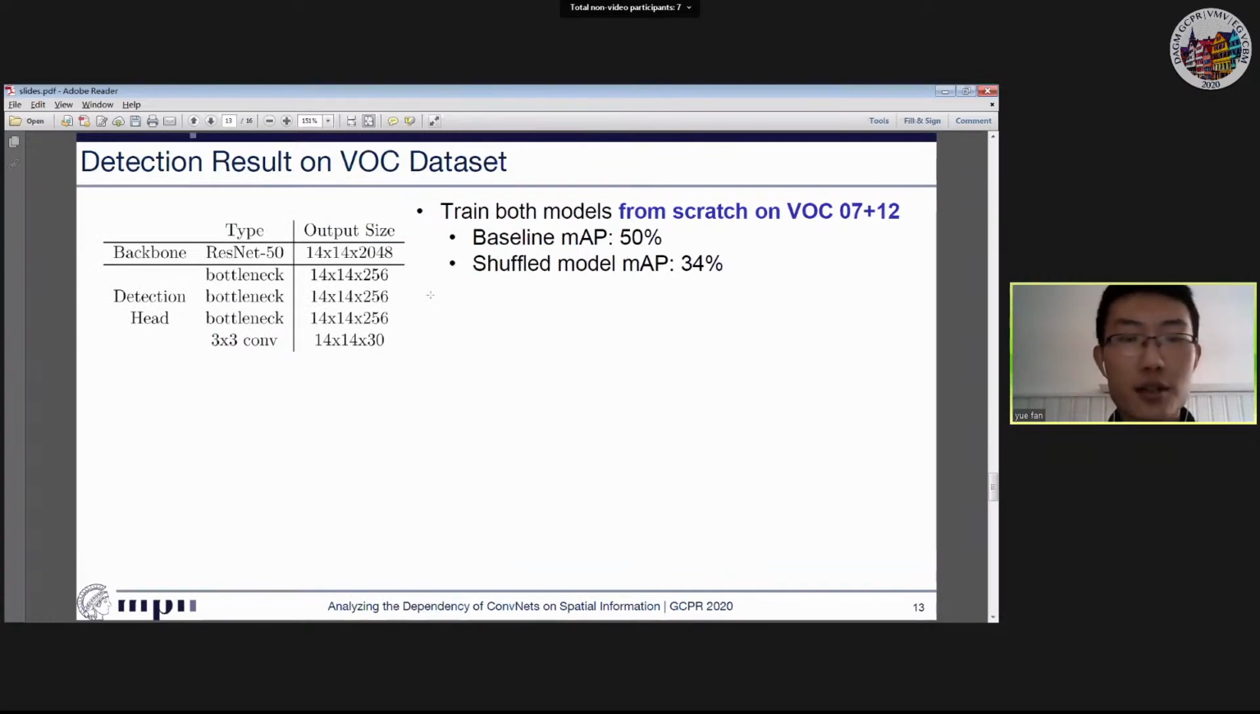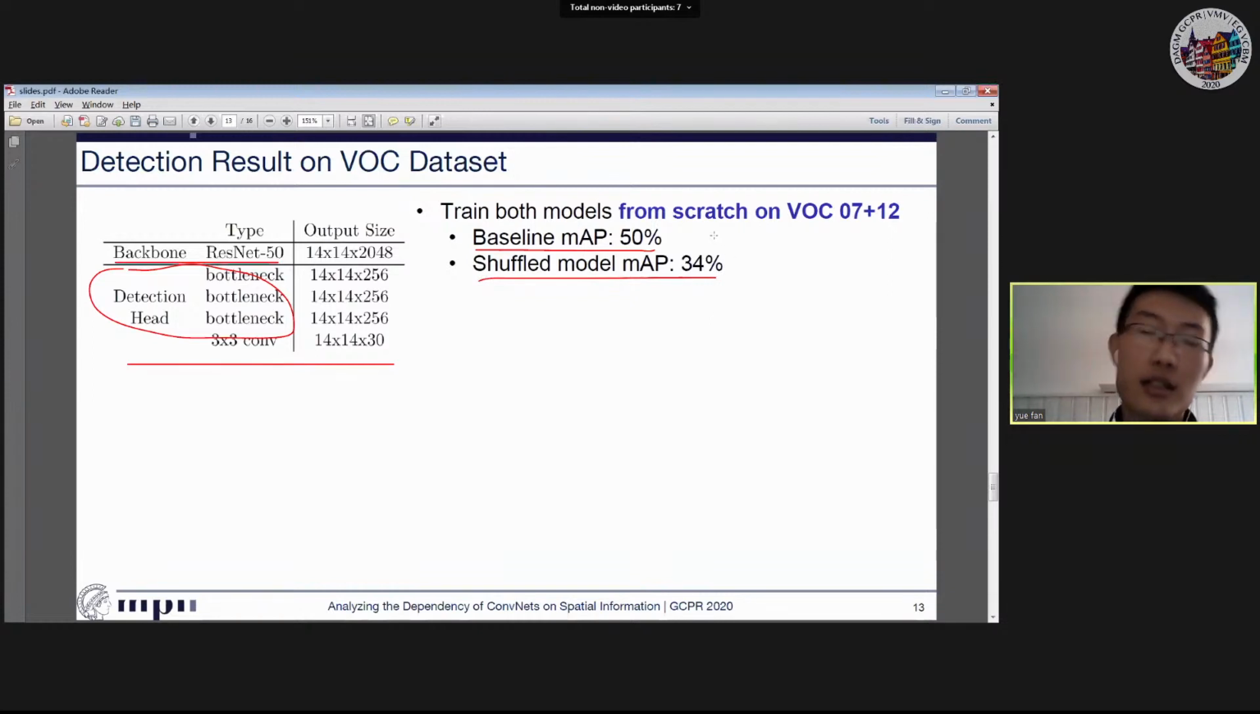Here we use a YOLO model, and we only shuffle the last layer inside the backbone. And this is the architecture, and the backbone is just a ResNet 50, and we have a detection head like this. And to avoid pre-training a shuffle model on ImageNet, we here compare a standard model and a shuffle model, both trained from scratch. And the baseline has mAP 50 of 50%, and the shuffle model has a 34% mAP.